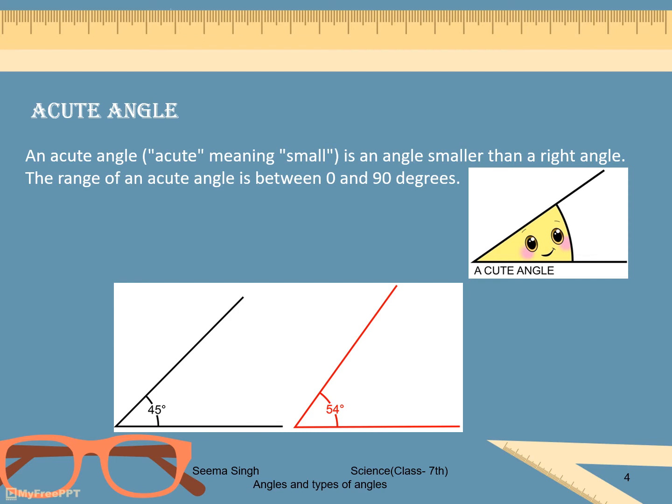We can see two examples on the slide. That is 45 degree, it is an acute angle. 54 degree, again it is an acute angle. So any angle that lies between 0 degree and 90 degree is termed as an acute angle.